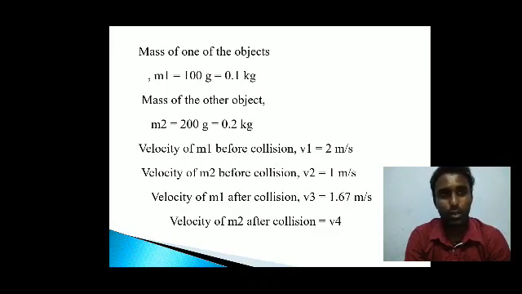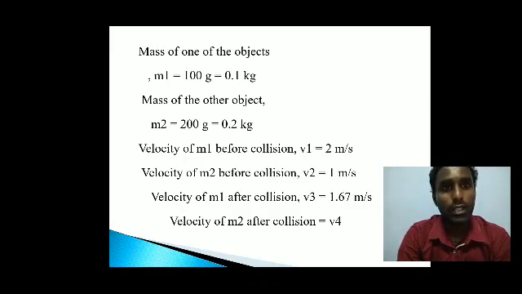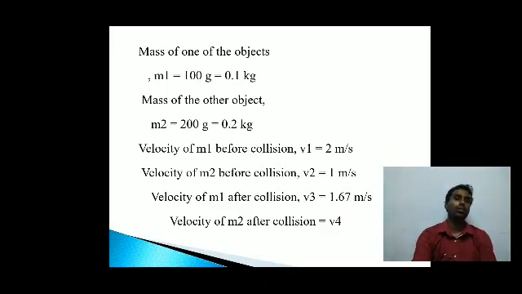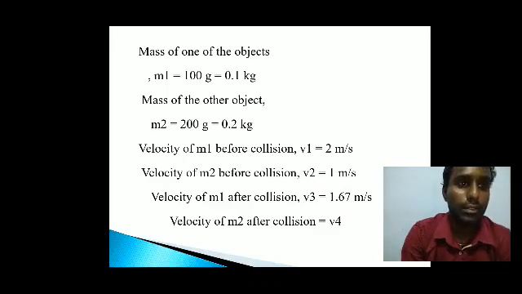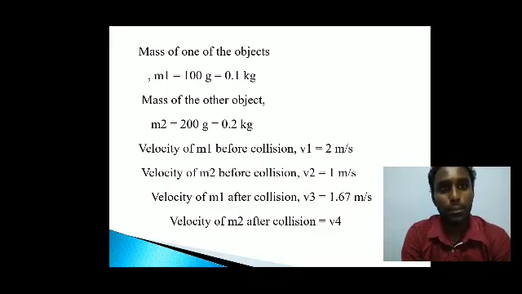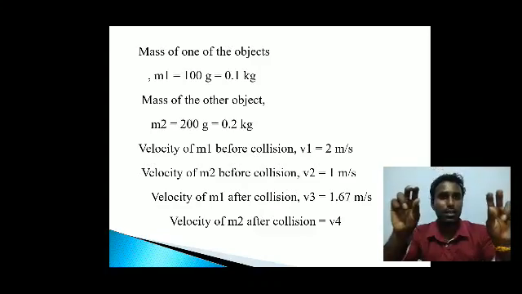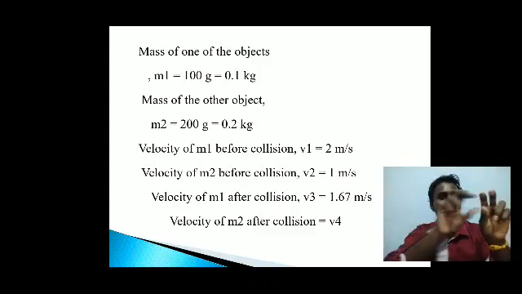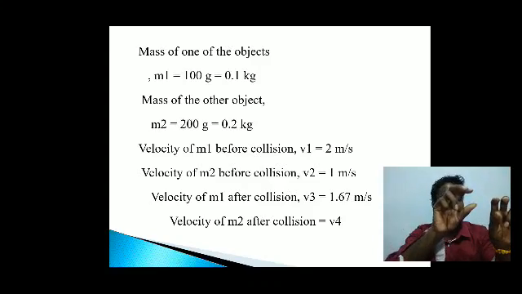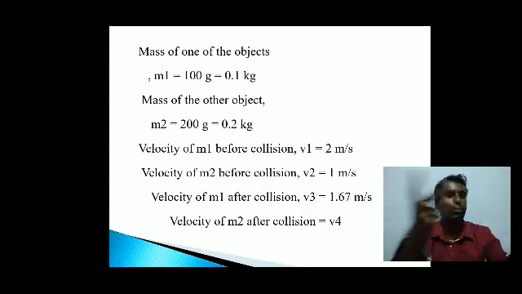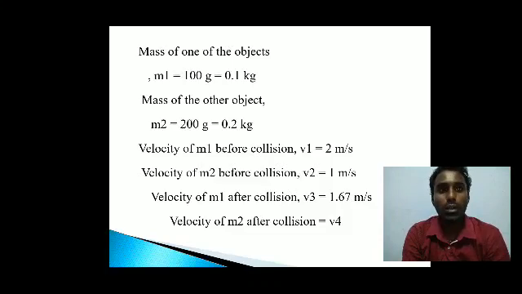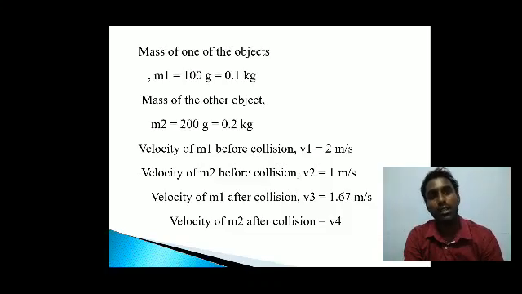Here they have taken v1 and v2; we can take u1 and u2 also. The velocity of m1 after collision, you can take v1 now, or v3. It is just a symbol, that's all. So v3 equals 1.67 after hitting each other. See here, it is going at this much speed. Once it is hit, the second object's speed will change after collision. So the velocity after collision I have taken as v4.